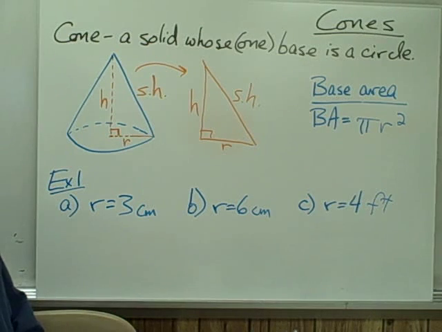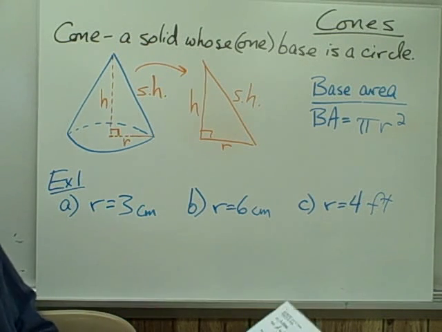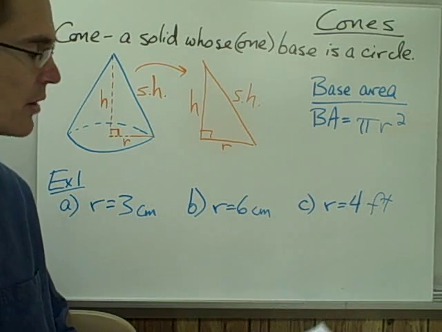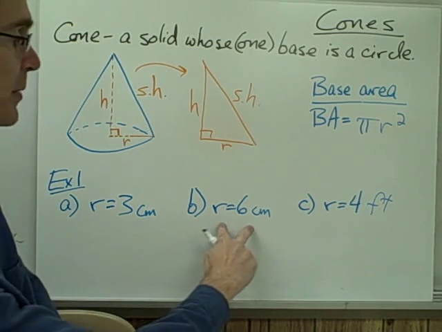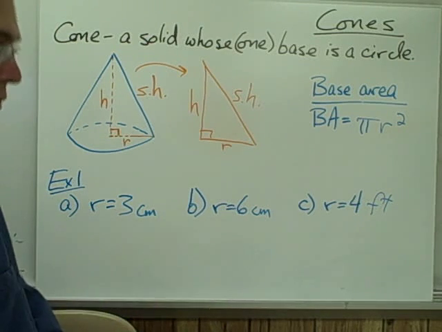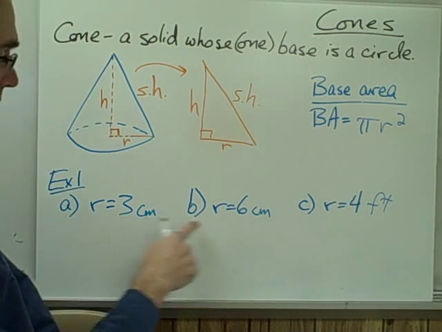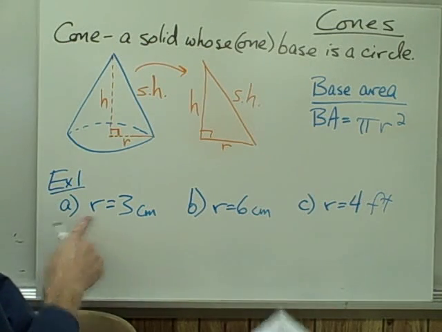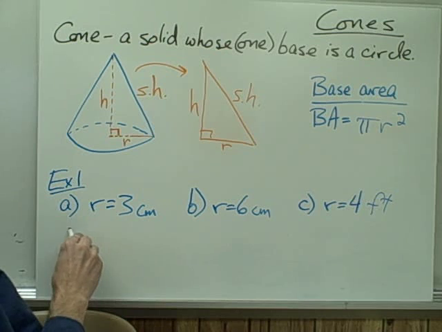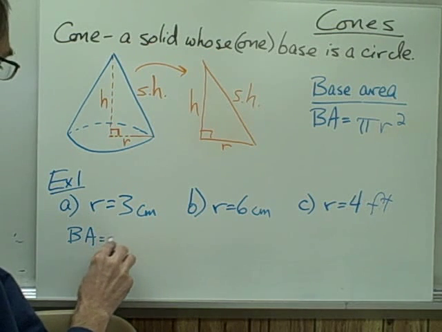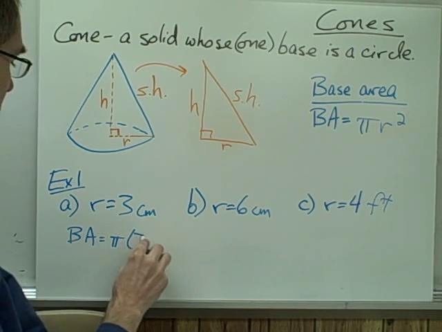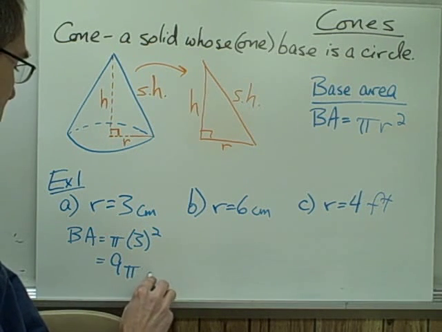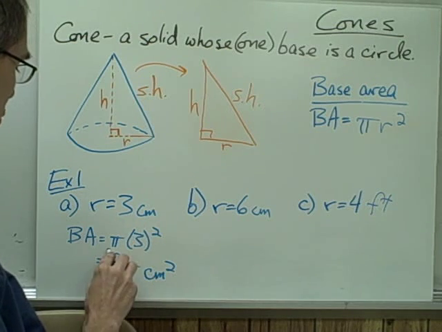This first example says find the base area of the following cones. Now I haven't actually drawn the picture of the cones that you have in your notes. I've just written down from the picture the radius of each of those three cones, since the radius is all I need to calculate my base area. So for example number 1, my radius is 3 centimeters. So my base area is just pi times radius squared, 9 pi square centimeters.